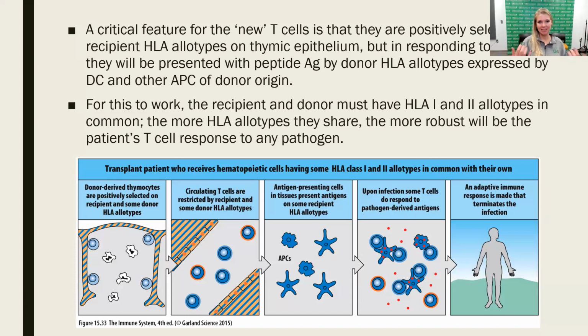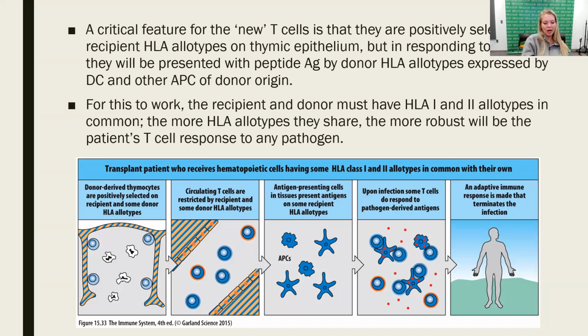And so that positive selection, where we're making sure T cells are able to recognize self-MHC, it's not really self-MHC anymore, it's recipient MHC. And that's why the strictest of all strictness of HLA matching has to be done, to get the most overlap possible for the recipient to not be destroyed by the new donor T cells. So the recipient and the donor must have HLA-1 and 2 allotypes in common. The more, the better. And that's kind of what this picture is showing.